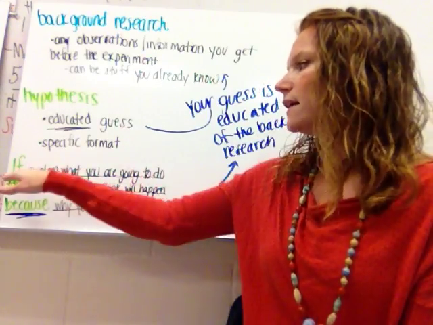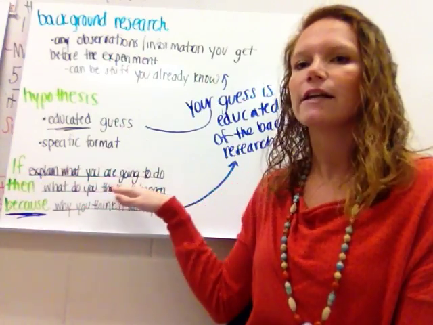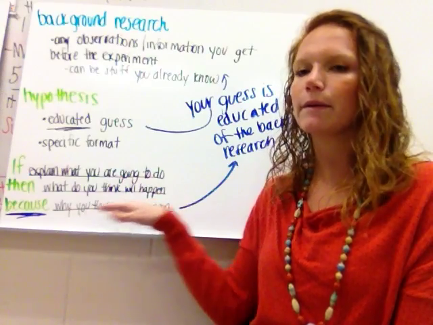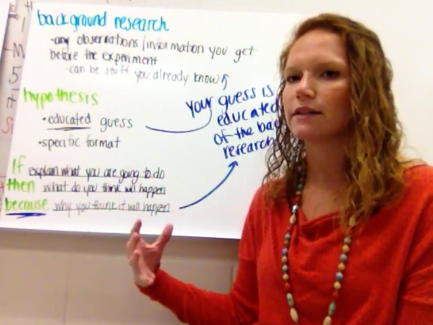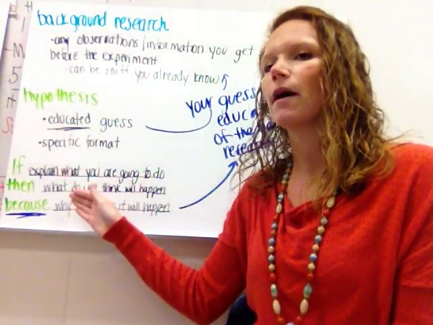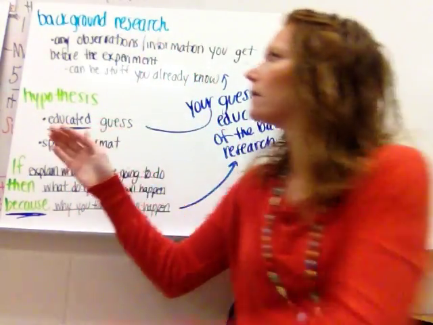This format is if, then, and because. If, explain what the experiment's going to be about. Then, what do you think is going to happen with the experiment? And because, explain why you think it's going to happen. That why is based on your background research, what makes your hypothesis good, what makes your guess educated.